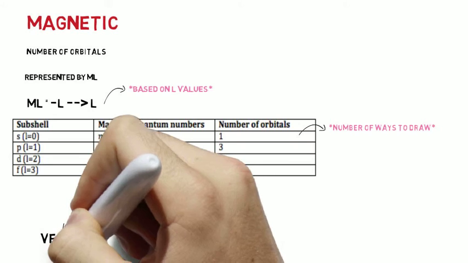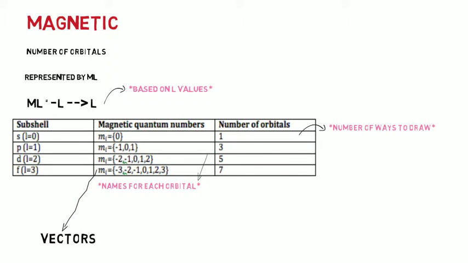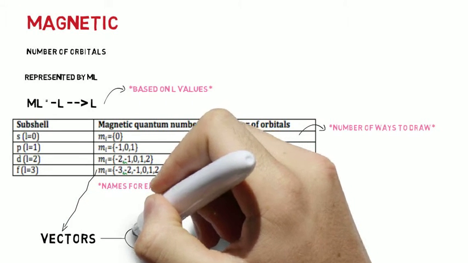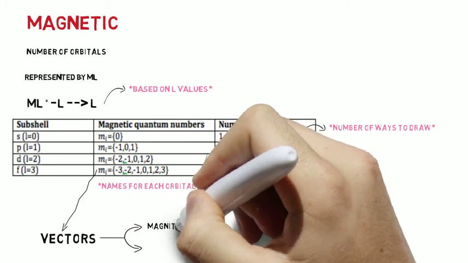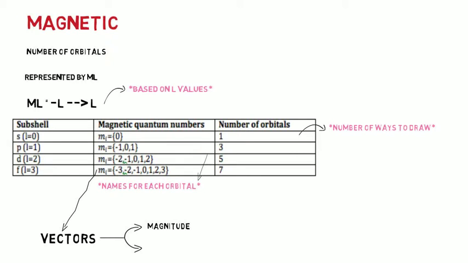Sublevels have multiple versions because of vectors. Vectors are made up of 2 parts, a magnitude and a direction.